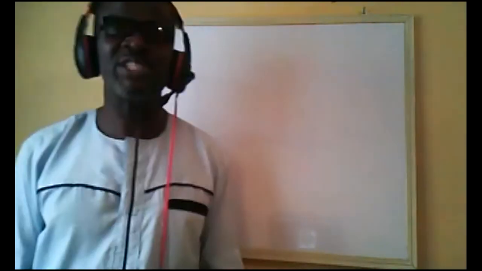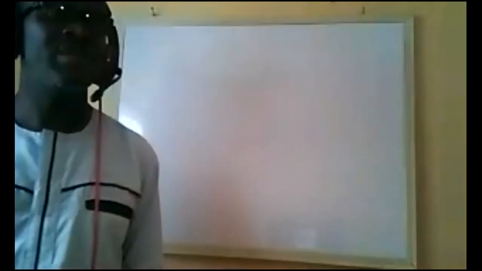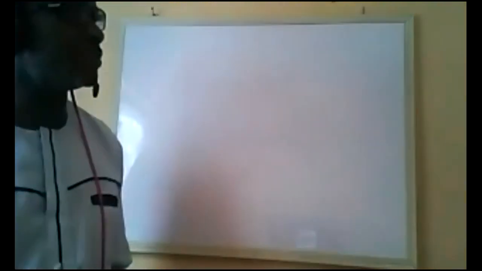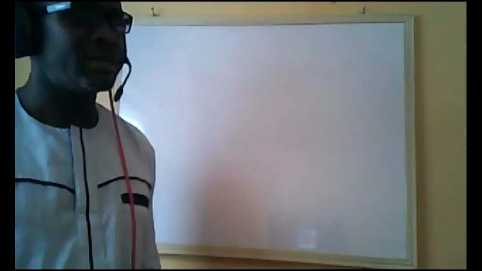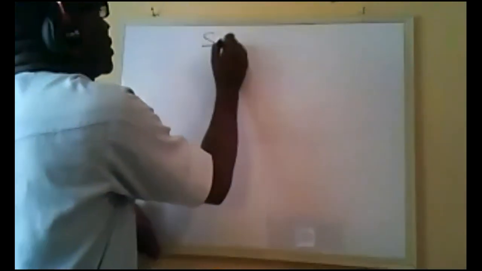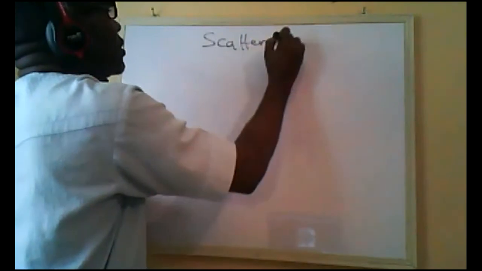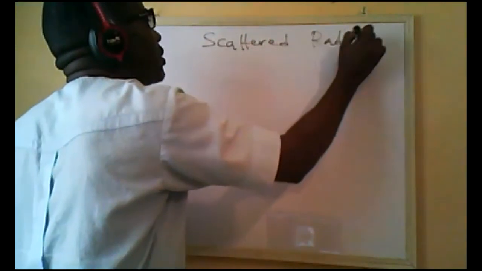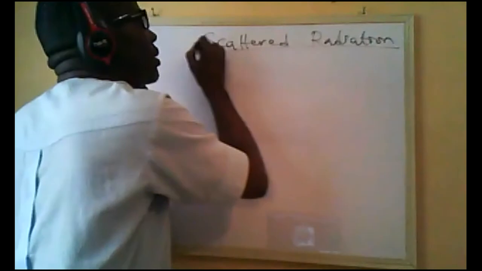Thicker patients require higher kVp so that you can have a better penetrating photon to be able to reach the photographic template. So we have scattered radiation. We want to reduce the scattered radiation as much as possible.